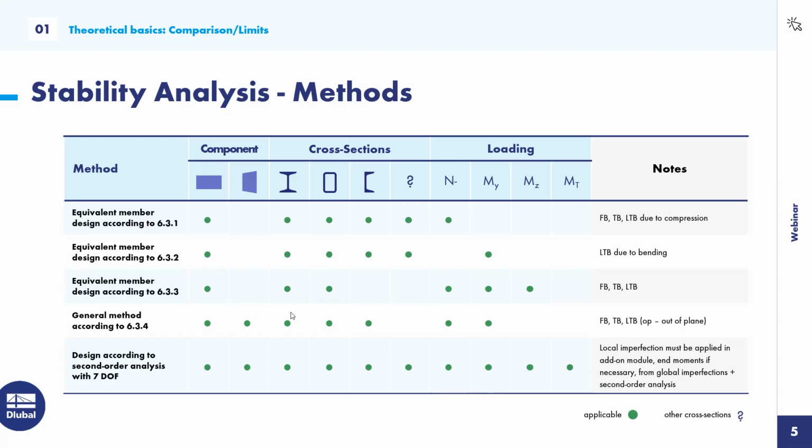And with the examples, I will compare these 3 methods: equivalent member design according to 6.3.3, general method, and the design according to second order analysis with 7 degrees of freedom.